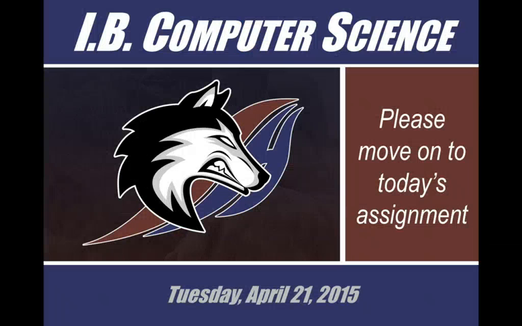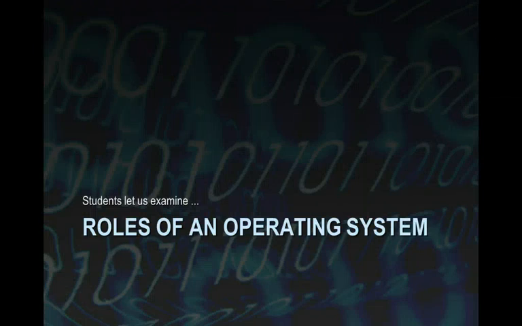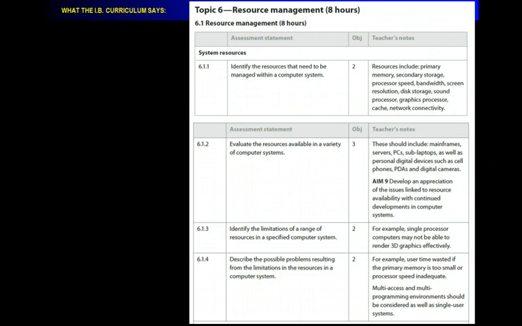And that's it. Now, before we wrap, let's go back, all the way back to the beginning. And after having thrown a lot of those terms at you, let's re-examine what the IB curriculum said you should know for this. Okay. Identify the resources that need to be managed within a computer system. Primary memory, disk storage. Okay, that was a pretty easy one.